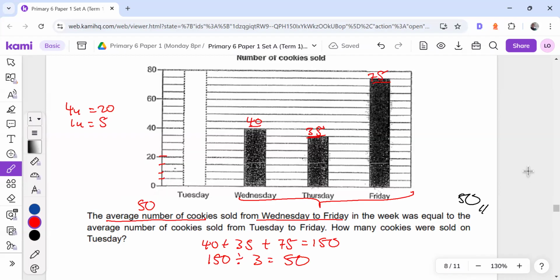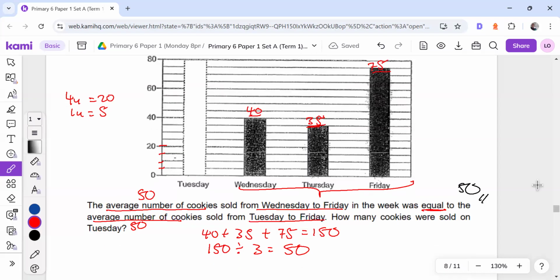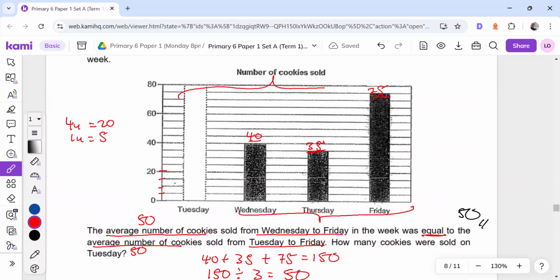All right, this is the first part. And then the average was equal to the average sold from Tuesday to Friday. So same. But now you have Tuesday to Friday, which is how many days already? 4 days. So you take the average, which is still 50, and you have to times 4 because you got average, right? You got 50, and you got 4 days now. So 50 times 4 is 200. And by the way, why 4 days? Tuesday, Wednesday, Thursday, Friday, 4 days. So now the total for all the 4 days is 200.